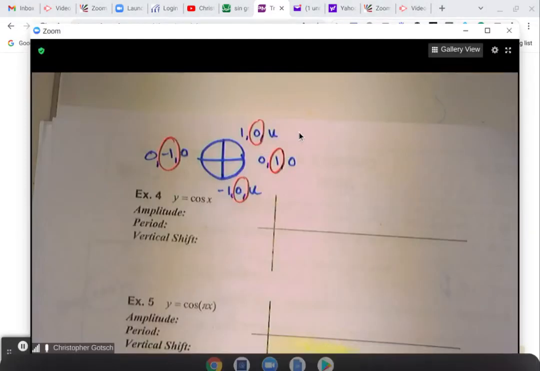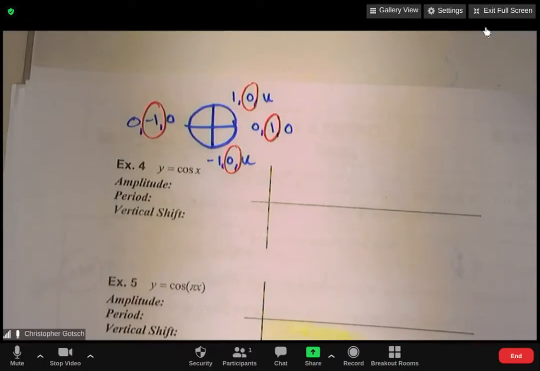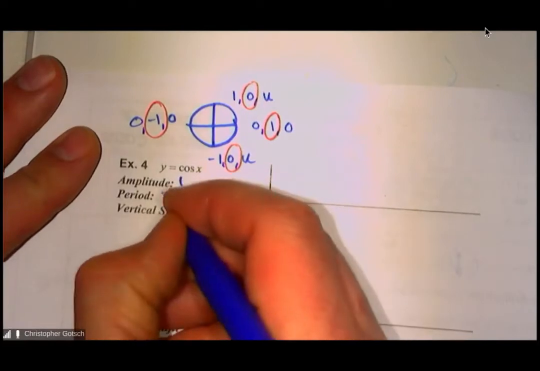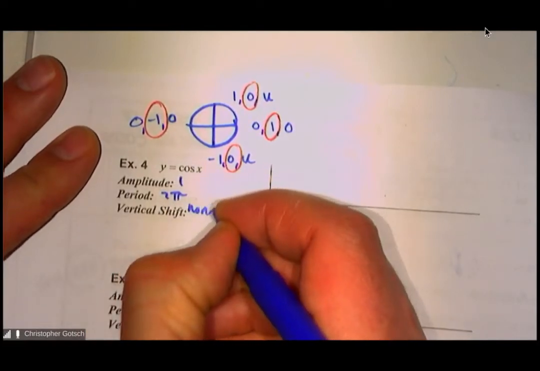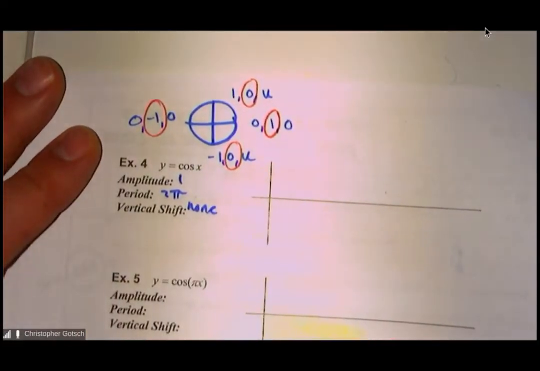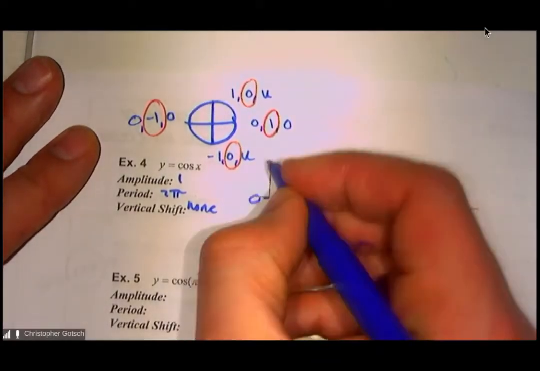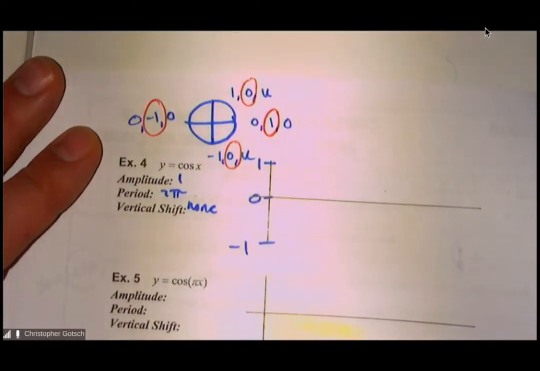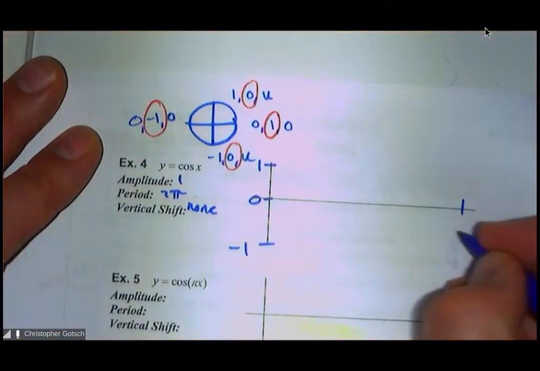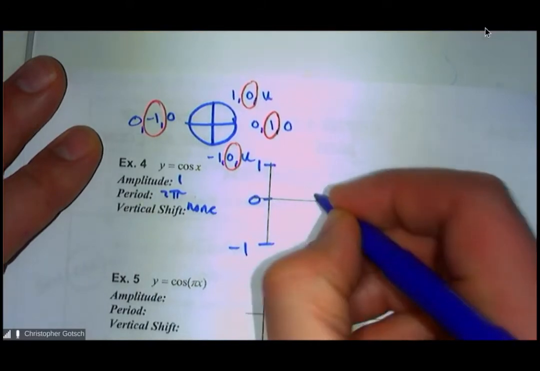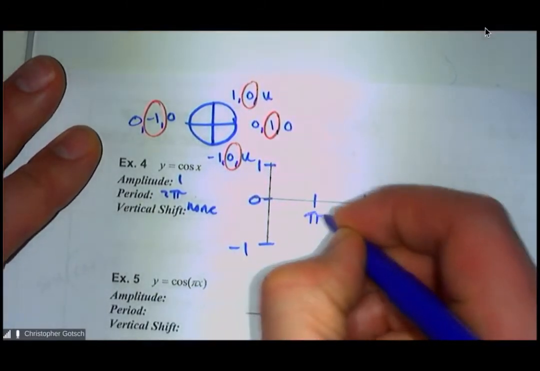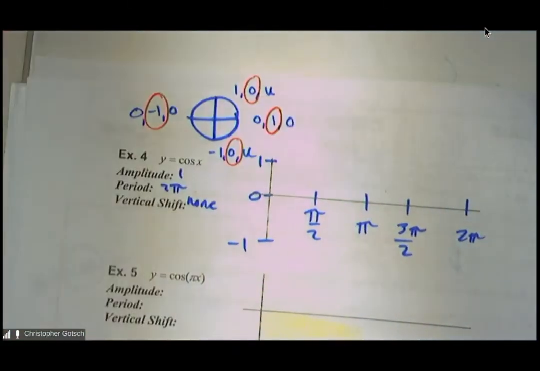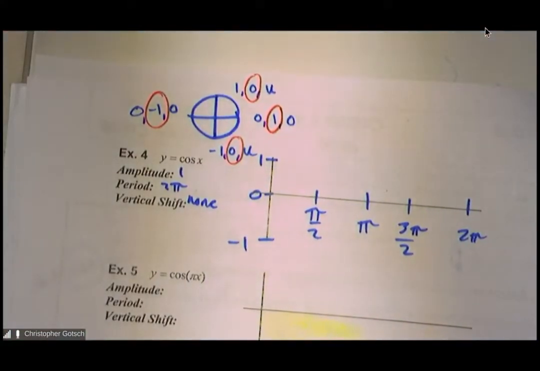All right, so that's what it looks like. So let's draw this thing out. Looking at our 3 numbers, my amplitude is 1, my period is 2 pi, and there is no vertical shift. So this thing starts at 0, amplitude is 1, so let's get as high as 1 and negative 1. Again, we know our period is 2 pi. So we got our quadrantal angles, pi over 2, pi, 3 pi over 2, and 2 pi. And now we go around the horn.